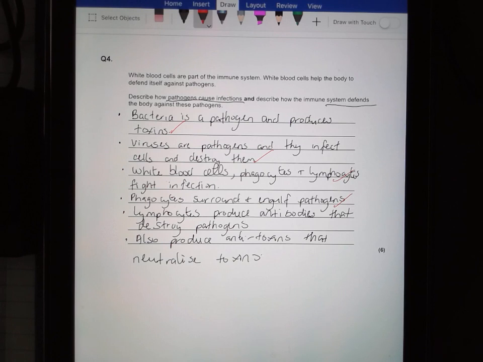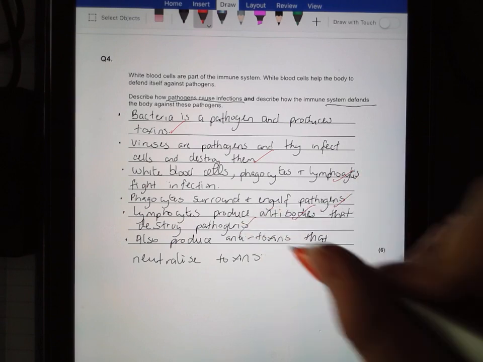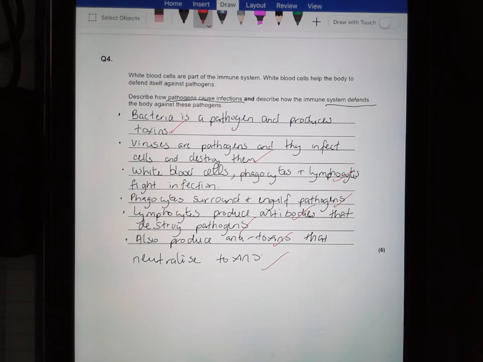Then I've said lymphocytes. So again, I've been specific. Lymphocytes produce antibodies that destroy pathogens. So I'm saying that they're producing antibodies and I'm saying what those antibodies do. And then I'm also saying that they can produce antitoxins that will neutralize toxins. On the mark scheme, this answer I've written would actually get more than 6 marks. You just need 6 pieces of information that relates to the question. You don't even need to be as specific as I've been.